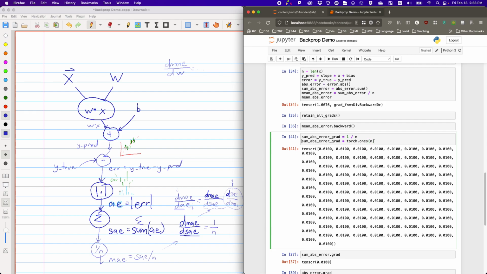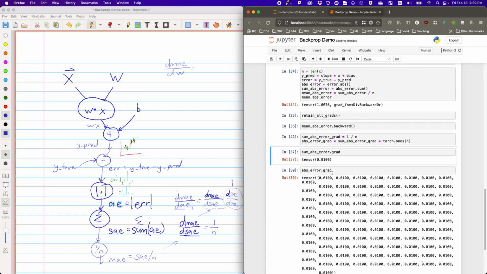And that gives us the absolute error grad, which is the same thing as we saw here. So that's how Torch computed this absolute error grad. So now let me keep going here. It looks like we got a good thing going here.